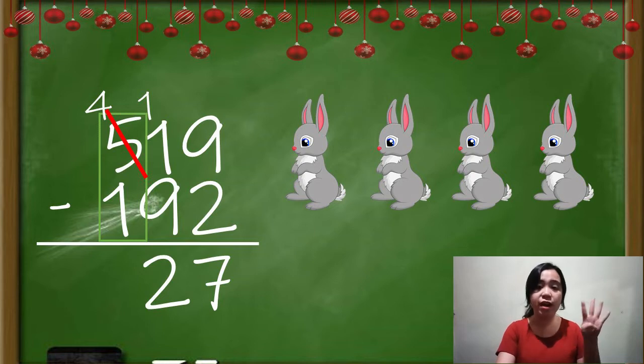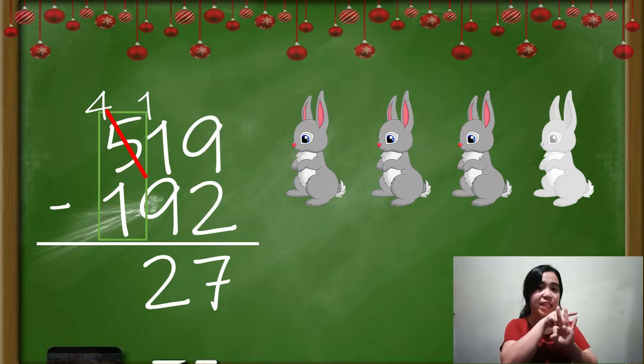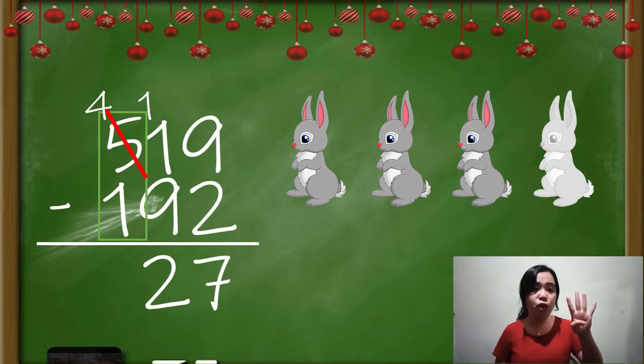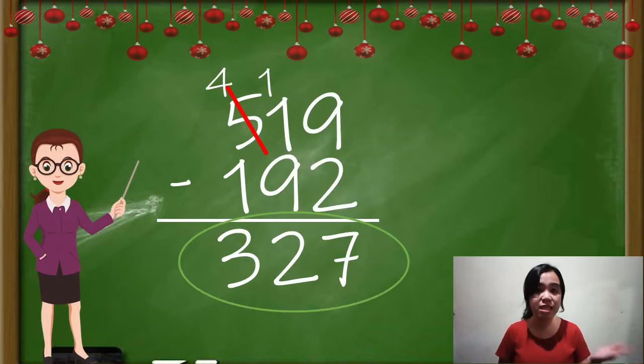So 4 minus 1 is equal to blank. So if we have here 4 rabbits, but I have to take away 1 rabbit, how many rabbits are left? We have 1, 2, and 3. So therefore, 4 minus 1 is 3. So the answer to the given problem, 519 minus 192, is 327. So do you guys now understand?